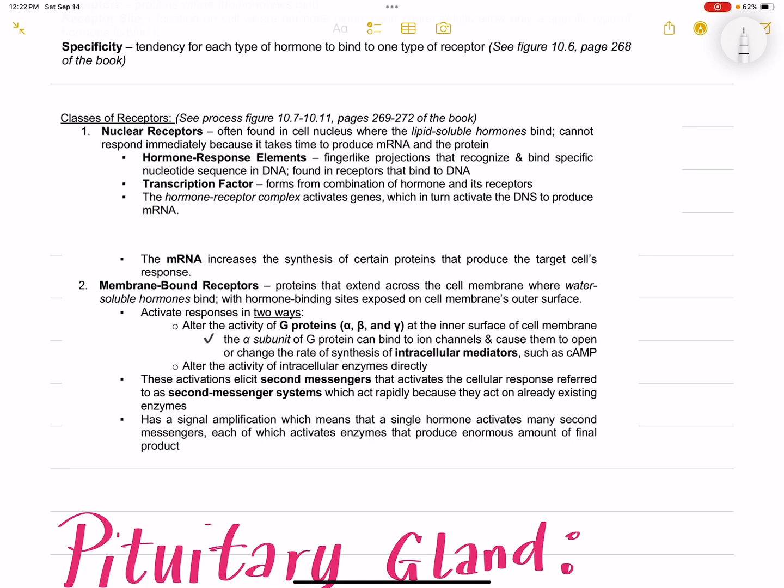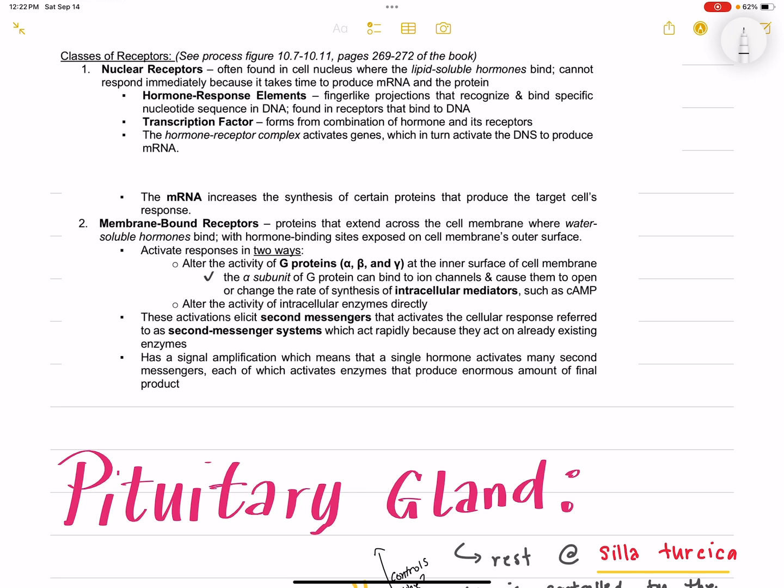So membrane-bound receptors, proteins that extends across the cell membrane where water soluble hormones bind. So where with hormones binding sites exposed on cell membrane's outer surface activate responses in two ways. So alter the activity of G proteins or alpha, beta, gamma at the inner surface of cell membrane. The alpha subunit of G protein can bind to ion channels and cause them to open or change the rate of synthesis of intracellular mediators such as ang cAMP.